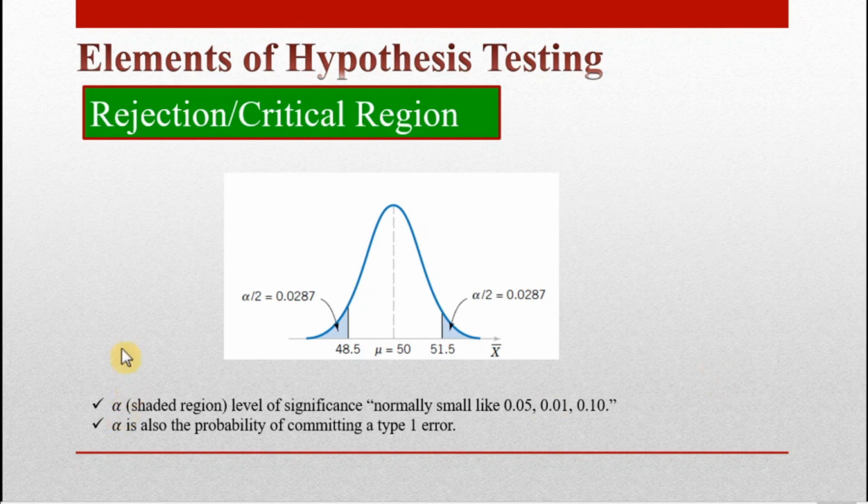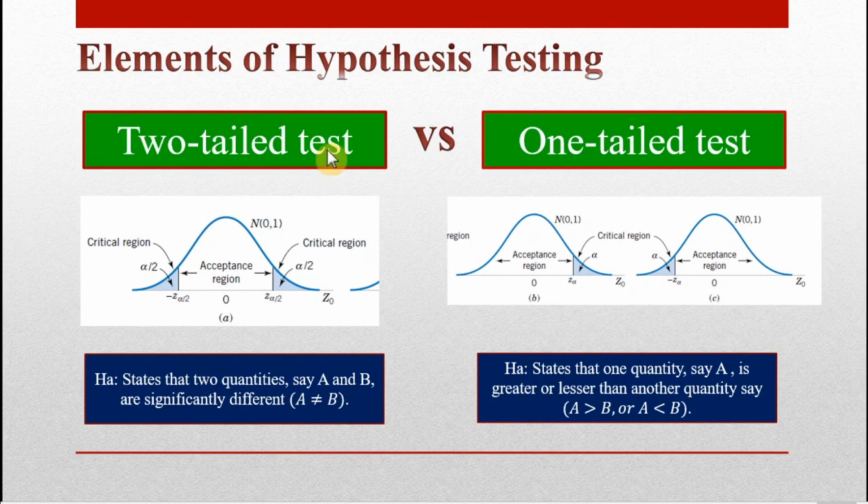FYI, if alpha measures the chance that a type 1 error occurs, beta, the Greek letter beta, represents the chance of committing a type 2 error. Let us proceed. Difference between two-tailed test and one-tailed test. So let us go back to this figure. In the previous slides, we've seen that the critical regions are found at both ends of our distribution.